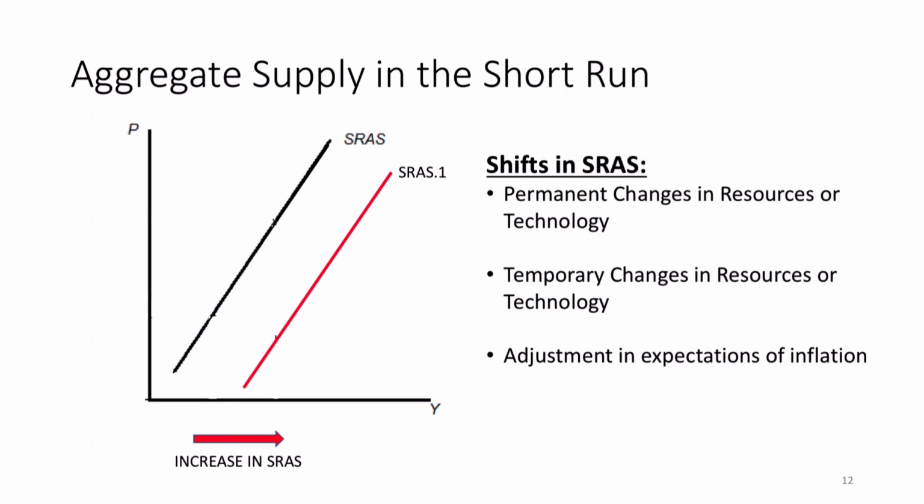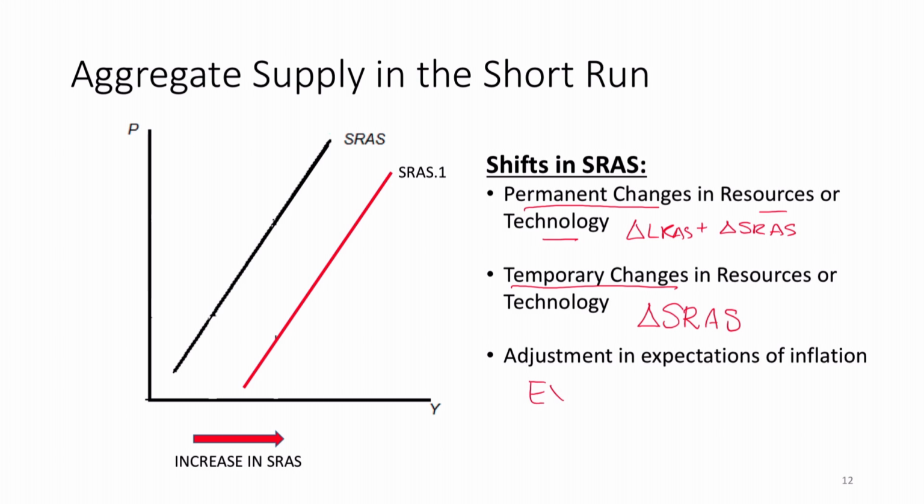Now let's think about changes in the aggregate supply. When we have shifts in the short-run aggregate supply curve, this is going to come from either permanent changes in resources and technology. So here we would have a change in both the long-run and the short-run aggregate supply. Or we could have temporary changes in resources and technology. Here we would have only a shift in the short-run aggregate supply curve. Or when we have adjustments in expectations.